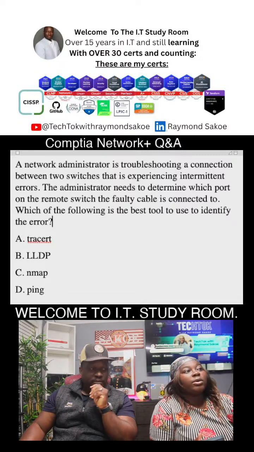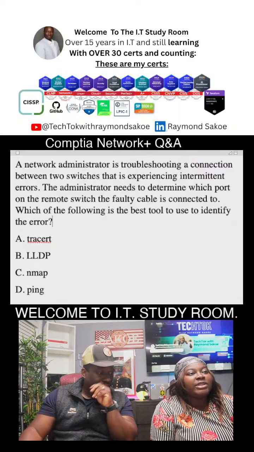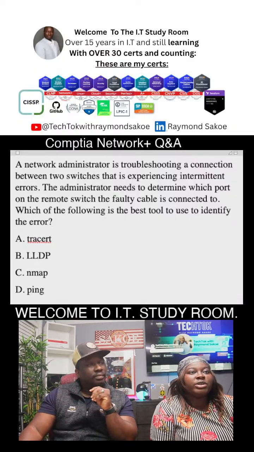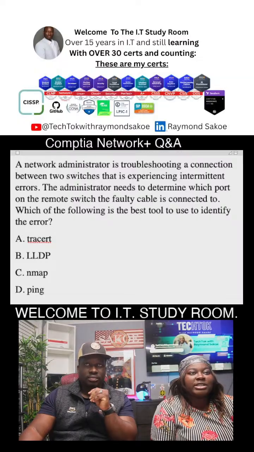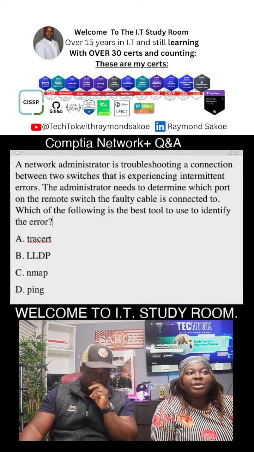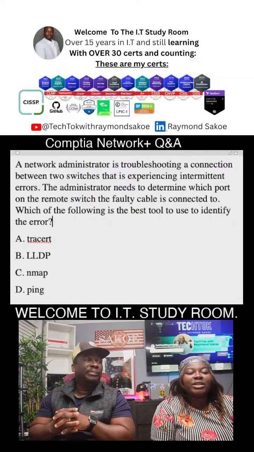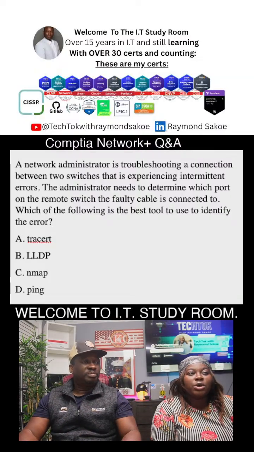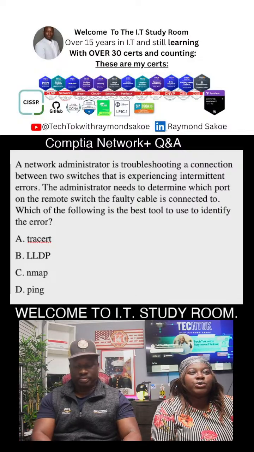All right, so they already answered, apologies. Hi, it's from Spain. A network administrator is troubleshooting a connection between two switches that is experiencing intermittent errors. The administrator needs to determine which port on the remote switch the faulty cable is connected to. Which of the following is the best tool to use to identify the error?